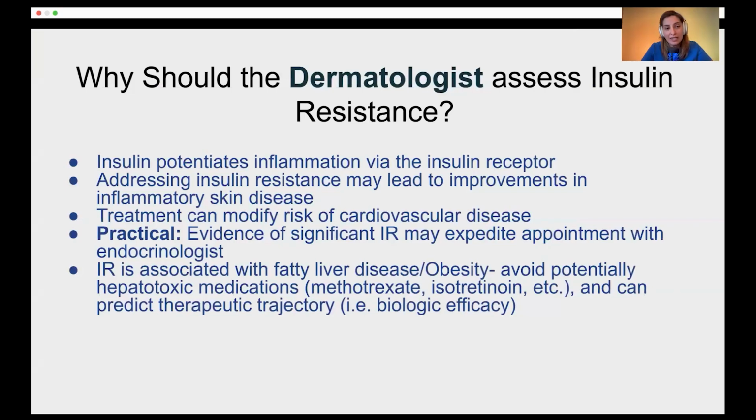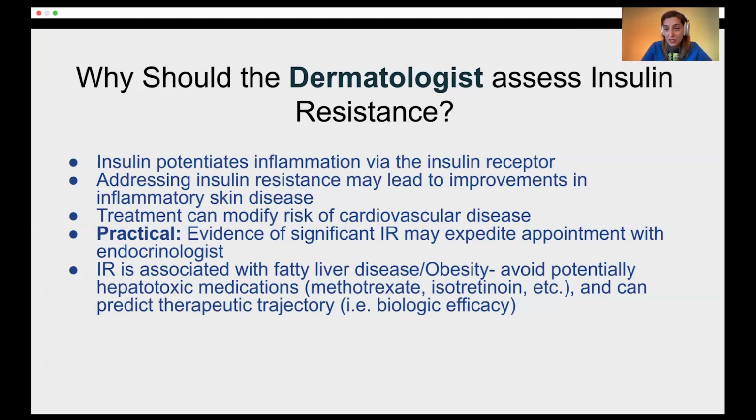So we know for us, insulin potentiates inflammation, right? Via the insulin receptor. So we need to understand what the insulin is doing. We need to understand how healthy our patient's metabolism is before we're even starting biologics or small molecule inhibitors. We need to have an understanding of how their engine is working underneath before we start messing with it. So I think it's absolutely part of our purview to be checking these things. And once we address insulin resistance, we can actually improve inflammatory skin disease. So it's another tool for us in addition to all the other treatments we have.